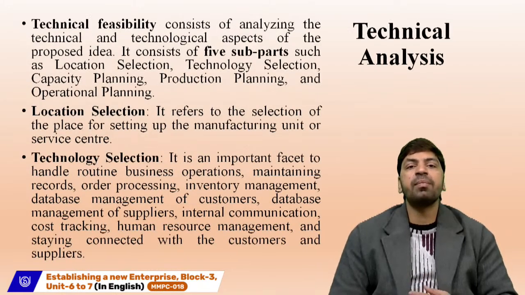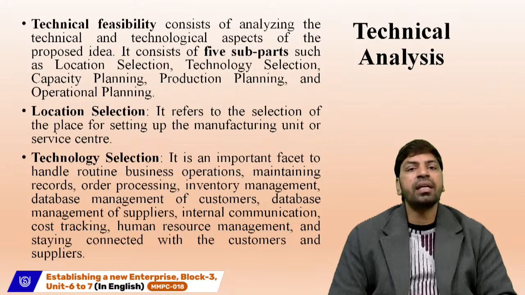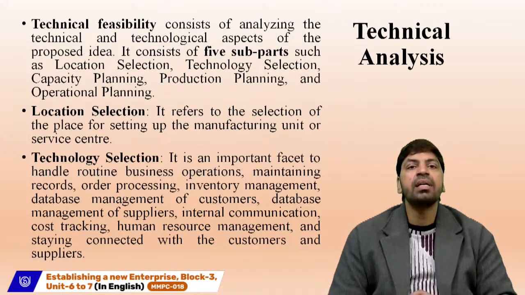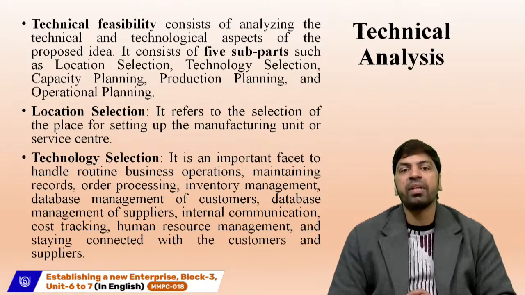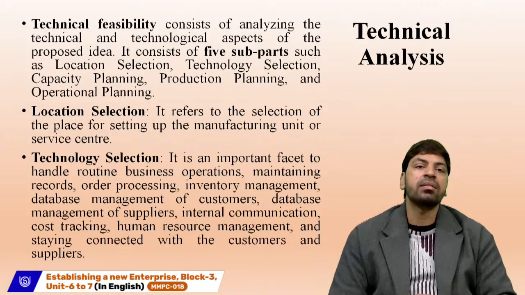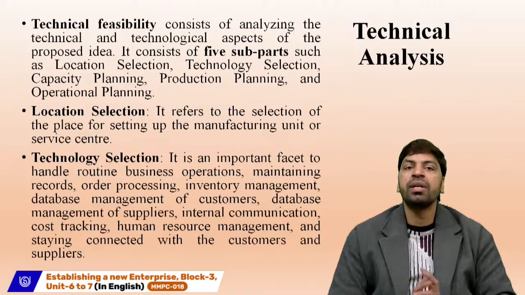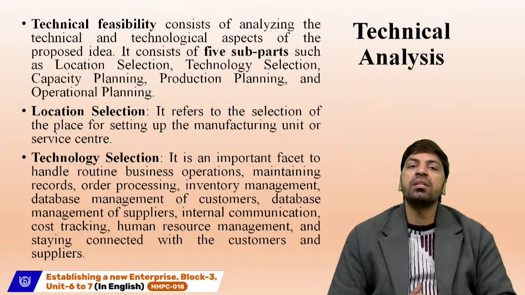The next concept is technical analysis. Technical analysis or technical feasibility consists of analyzing the technical or technological aspects of the proposed idea. It consists of 5 subparts: location selection, technology selection, capacity planning, production planning, and operational planning. So let's have an overview of these elements. The first one is location selection. It refers to the selection of the place to set up any manufacturing unit or service center.